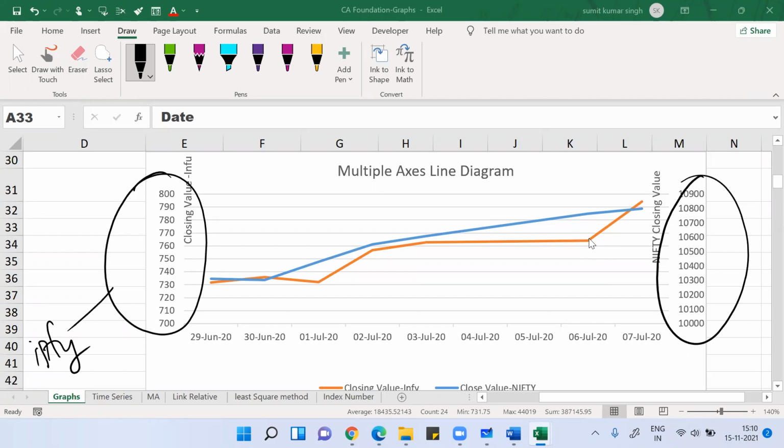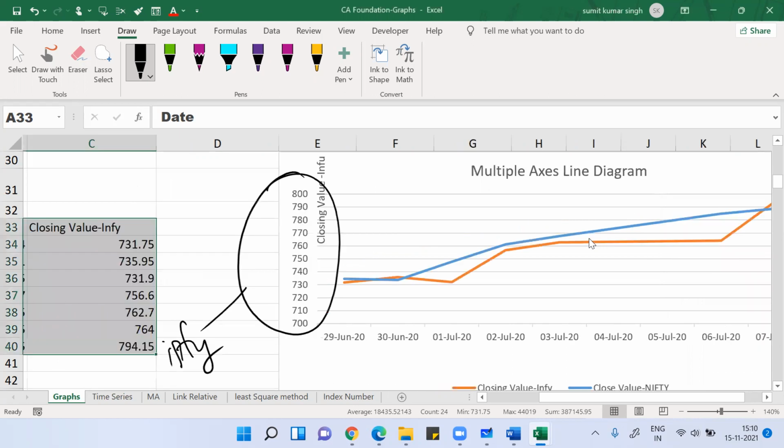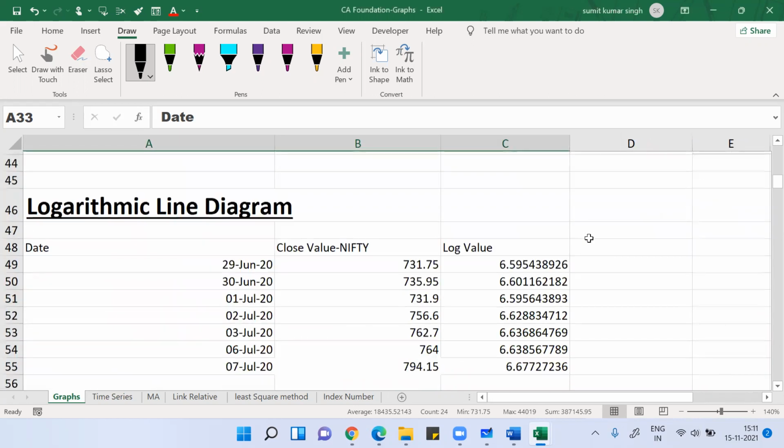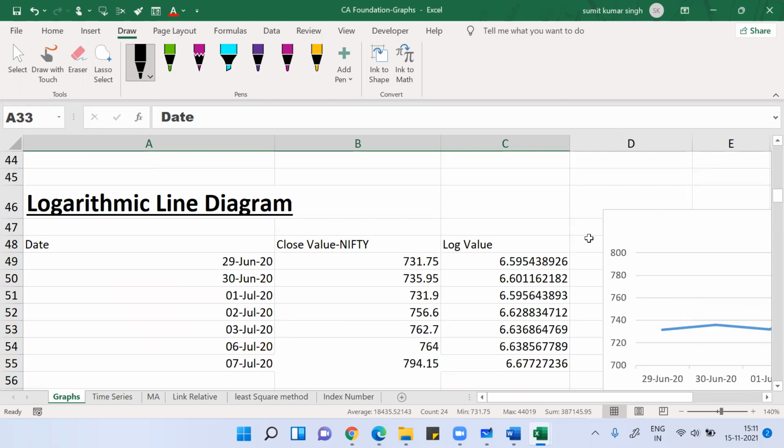So if you have two axes together, where in one axis you are writing down the price of gold, and in the other axis I'm mentioning the price of wheat, and then if I do the comparison, it will make much more sense. Then we talk about the logarithmic line diagram. We generally follow a logarithmic line diagram when we are trying to plot the relationship of the movement of one variable with respect to the other.